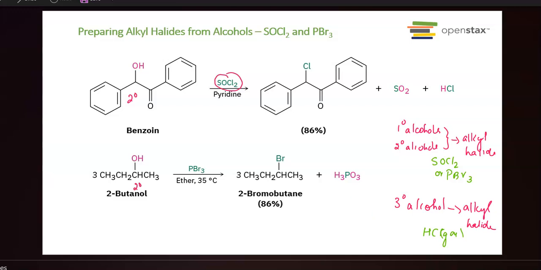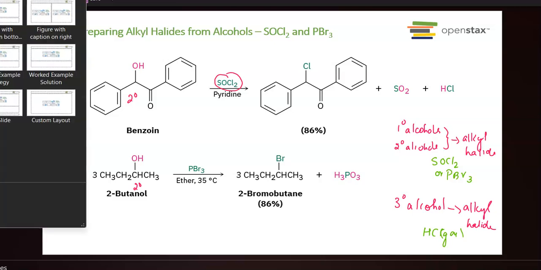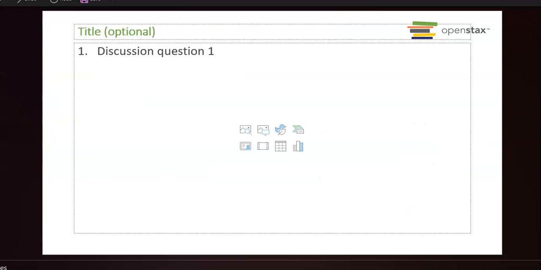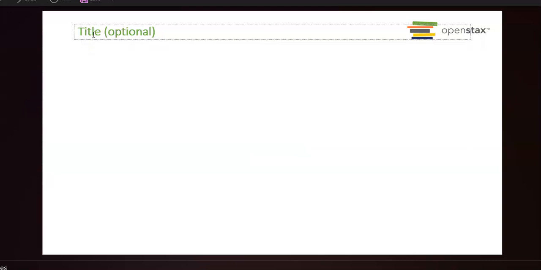So far we have looked at the different methods of preparation, which are halogenation of alkanes. So let's list them out. Halogenation of alkanes, that's one method.